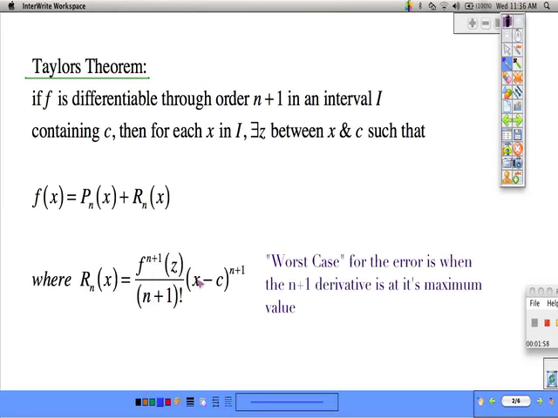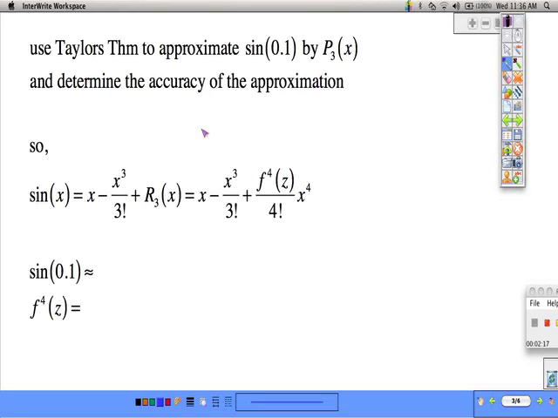And we want to look at the worst case scenario for this, and that's when that n plus first derivative is at its maximum value on the interval x to c. That's what this numerator is going to be looking at. So we're going to use this theorem to approximate the sine of 0.1 using our third Maclaurin polynomial, and we're going to determine how accurate we really are.